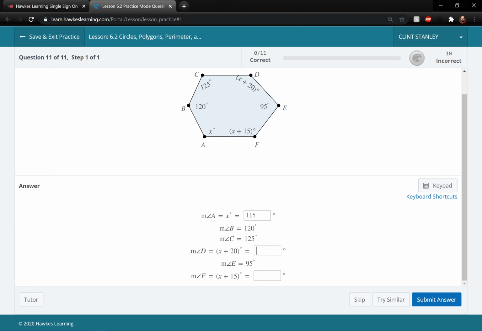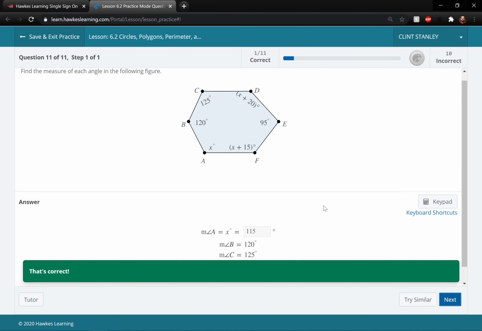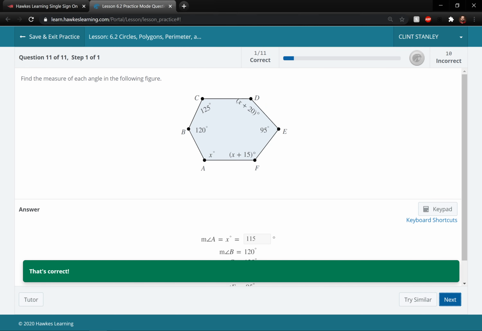Okay. Then what about this next one? X plus 20. Well, that's 115 plus 20. So that one's going to be 135. And then 115 plus 15. That will be 130. So you figure out x, and then you can figure out these other little pieces here. Okay? Let me know if you have questions.